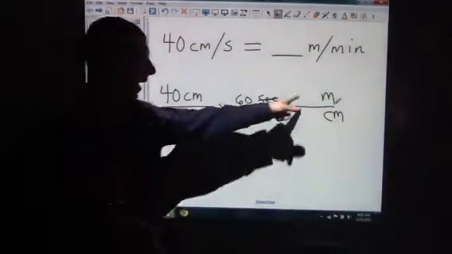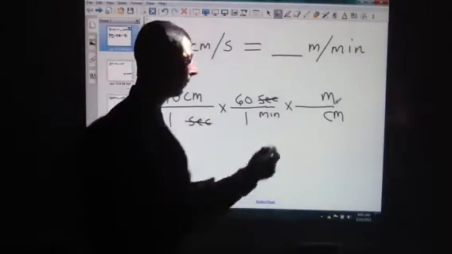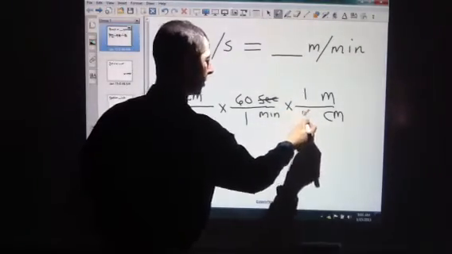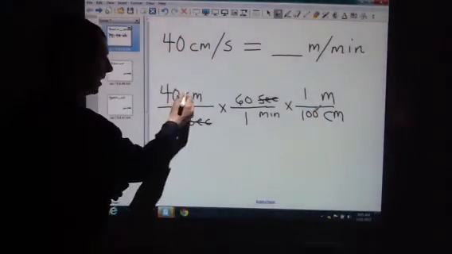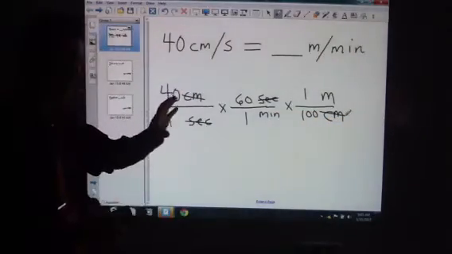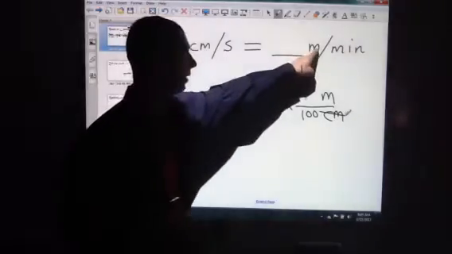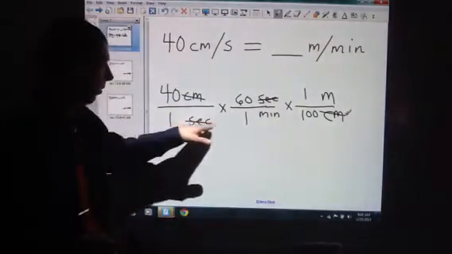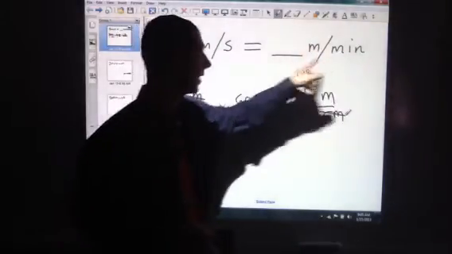Okay, now we got to get this correct right here. 1 meter, and some of this stuff you can look up. 1 meter is equivalent to 100 centimeters. All right, now the centimeters cancel, and if you look at just the labeling, okay, the only thing left is meters on the top. That's what we needed, meters. And on the bottom, when we look at the labeling, we have minutes. So meters per minute, that's what we need.